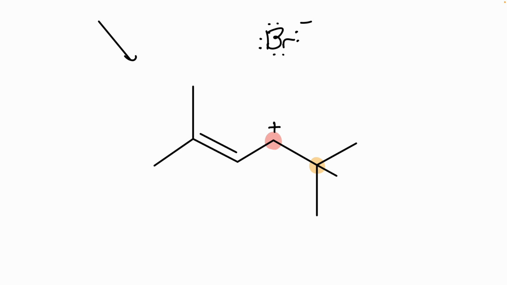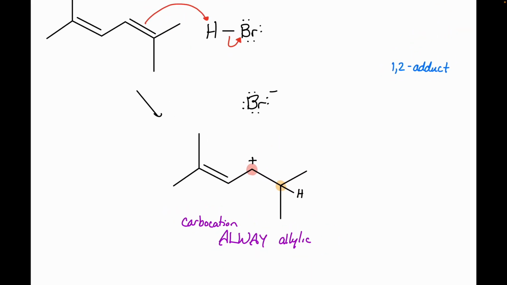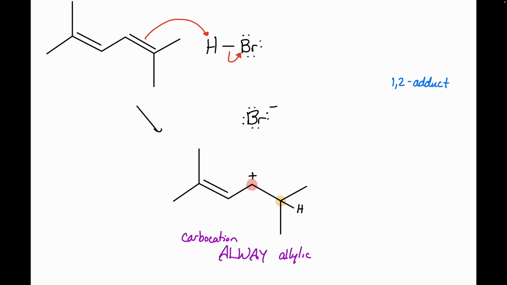My hydrogen will be over here on this one. Okay, so again, whole point here, illustrate carbocation, always allylic. All right, so then if we're going to finish our mechanism here, my bromide ion, let's not make it red because that's not what we want. It's glowing blue. It is going to attack that carbocation.